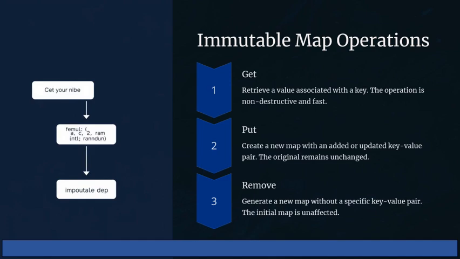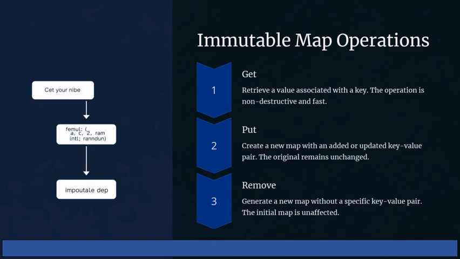Next, immutable map operations. Mainly, we can do 3 operations in immutable maps: get, put, remove. Get: retrieve a value associated with a key. The operation is non-destructive and fast. Next, put: create a new map with an added or updated key value pair. The original remains unchanged. You can add or update a key value, but the original one remains unchanged, and you are going to create a new map for it.